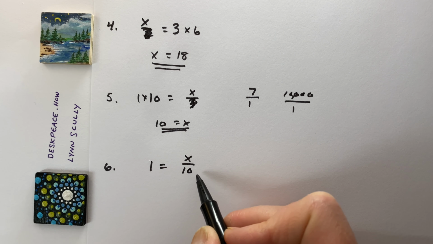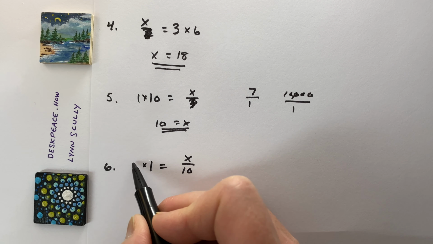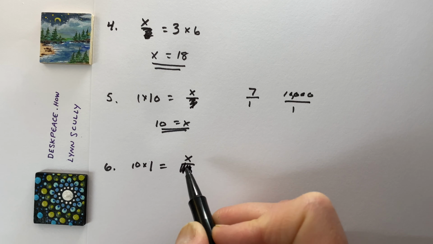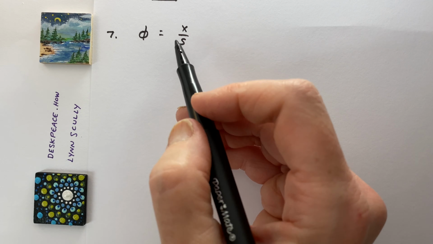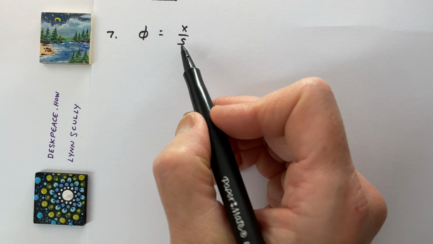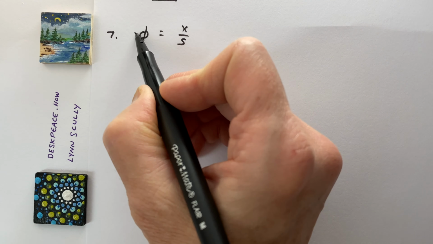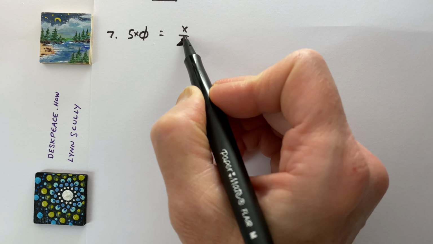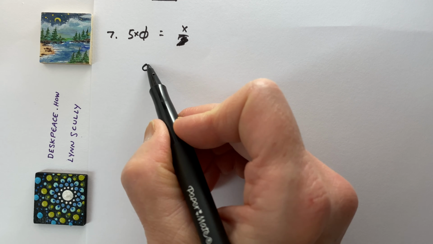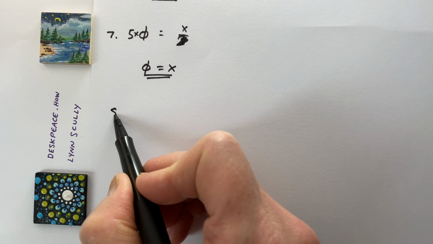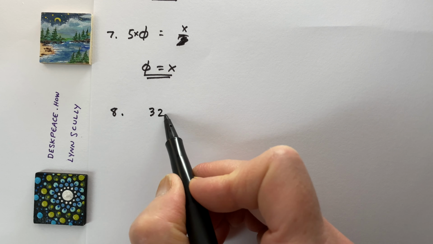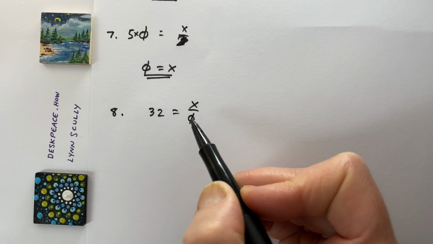I want to get the x alone. 10's attached by division. Move it by multiplication to the other side of the equal sign. 10 times 1 is 10. Number 7, 0 equals x over 5. 5's attached by division. Move it by multiplication to the other side of the equal sign. 5 times 0 is 0. All done.